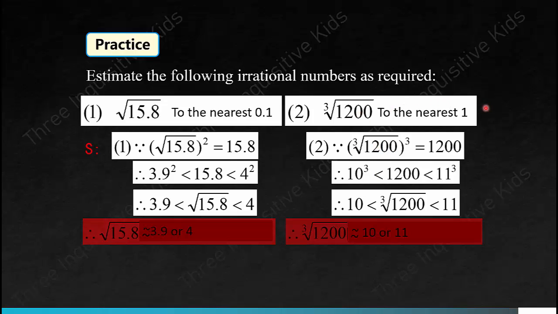For me over here, to the nearest 1, so really just to the nearest whole number, I would cube this and see, okay, this is 1 times 200. 1 times 200 is greater than 10 cubed and less than 11 cubed, and right now it's the nearest 1, which means that I just have whole numbers here. So it means that this is in between 10 and 11, so it is about 10 or 11 to the nearest 1.